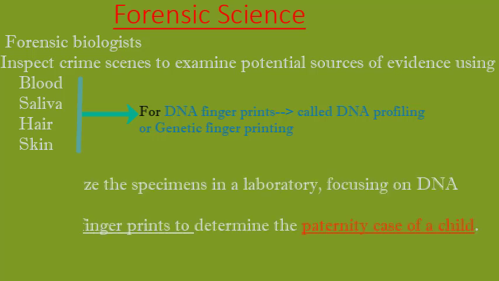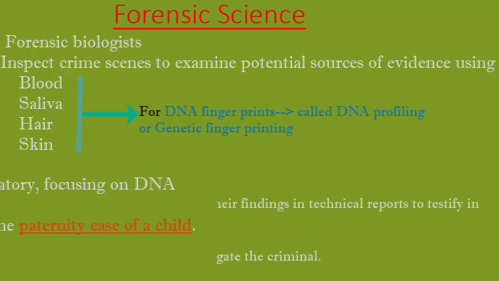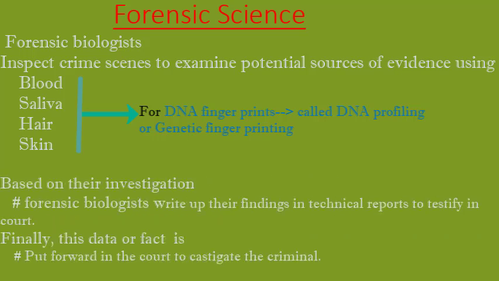So, forensic biologists then analyze the specimens in the laboratory by focusing on DNA analysis. This DNA fingerprinting also helps biologists to determine the paternity of a child. Based on their investigation, forensic biologists write up their findings in technical reports to testify in court. Finally, this data or fact is put forward in the court to convict the criminal.